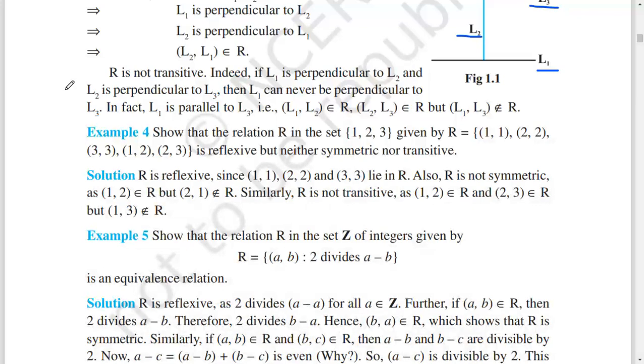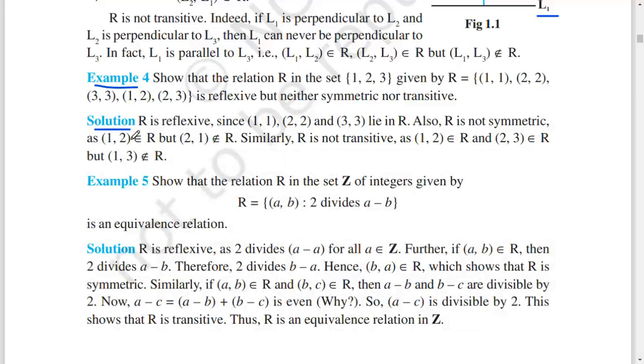Example 4. Show that the relation R in the set {1, 2, 3} given by R equal to {(1,1), (2,2), (3,3), (1,2), (2,3)} is reflexive but neither symmetric nor transitive. Solution: R is reflexive since (1,1), (2,2) and (3,3) lie in R. Also R is not symmetric as (1,2) belongs to R but (2,1) does not belong to R. Similarly, R is not transitive as (1,2) belongs to R and (2,3) belongs to R but (1,3) does not belong to R.